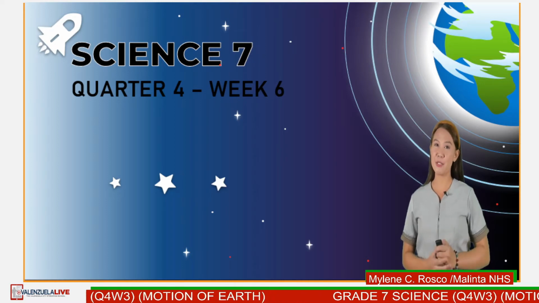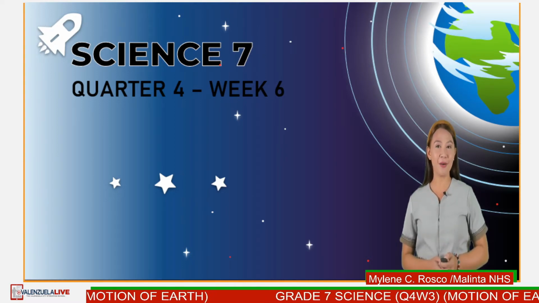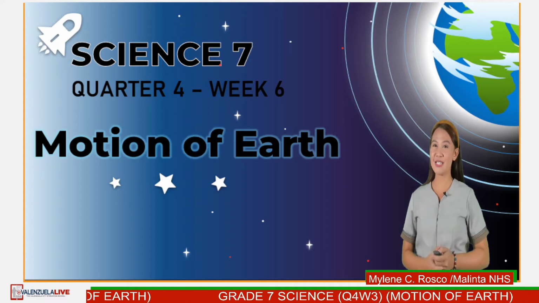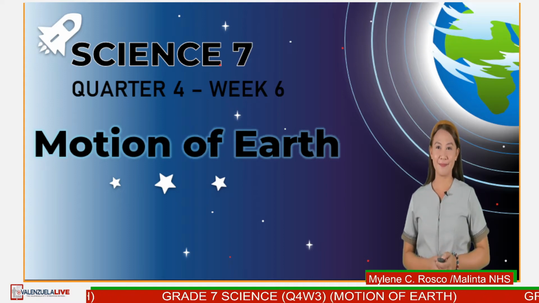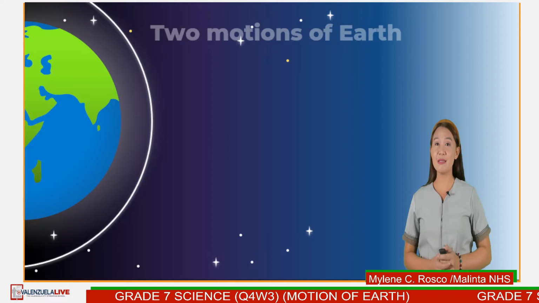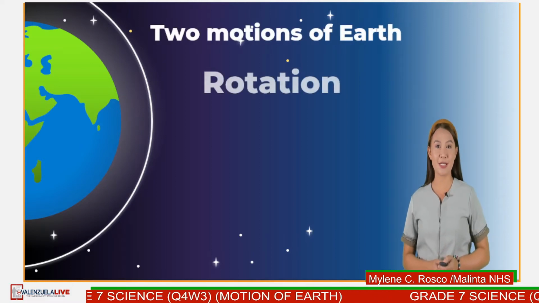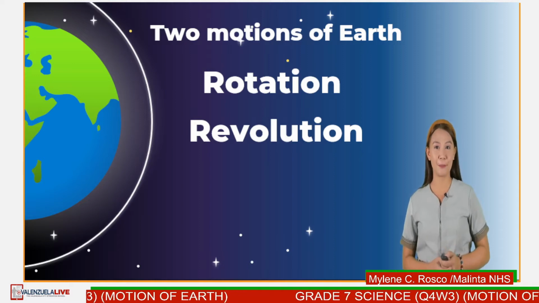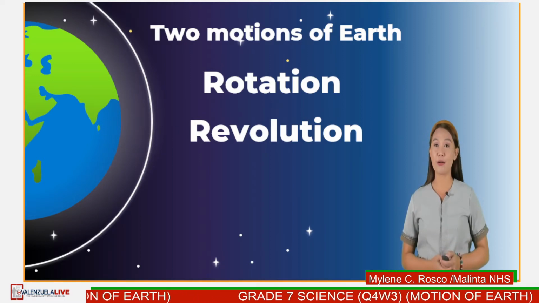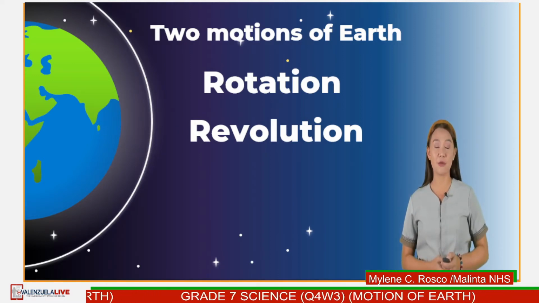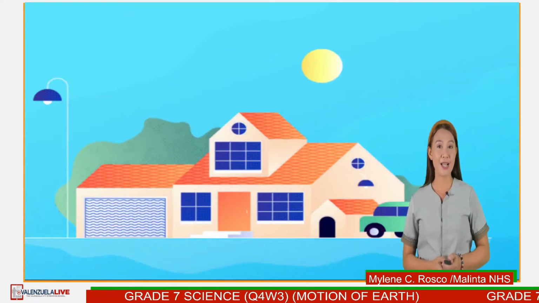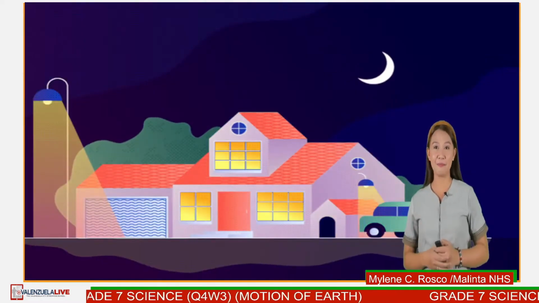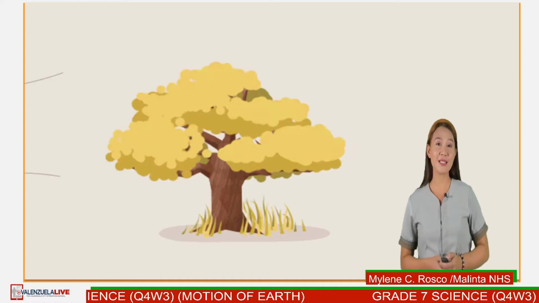In today's episode, we will be talking about motions of the Earth. Earth basically has two types of motions. They are rotation and revolution. These two motions are responsible for different kinds of phenomena, such as day and night, and the different seasons.